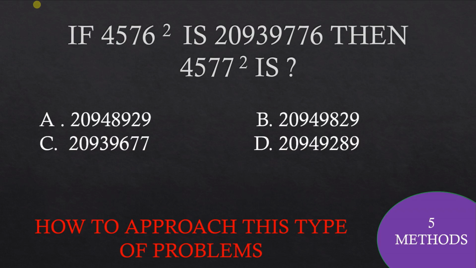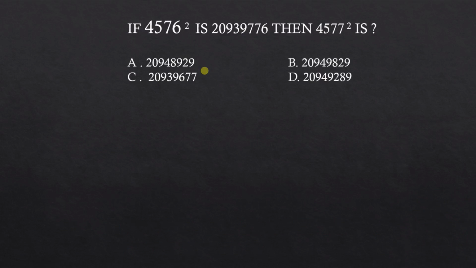So the question is, if 4576 square is this particular number, then 4577 square is. So let's watch how to solve this problem.